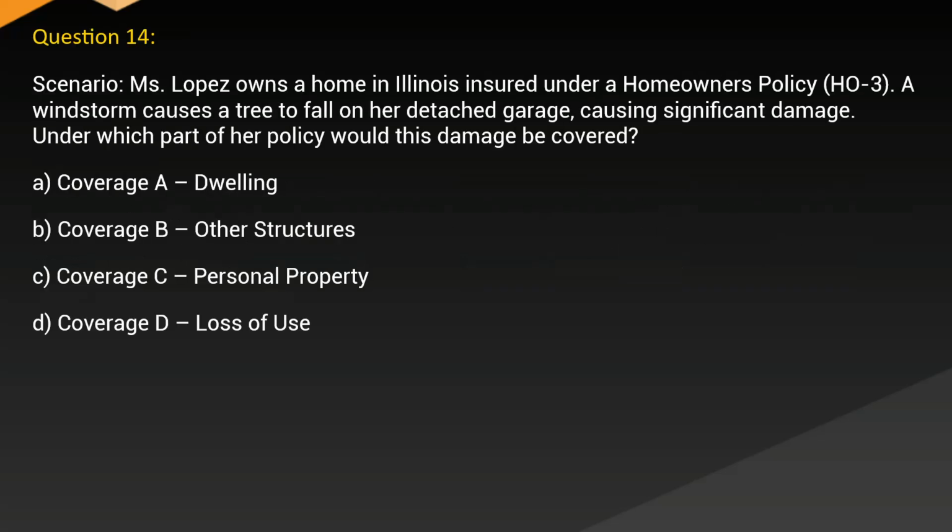Question 14. Scenario: Ms. Lopez owns a home in Illinois insured under a homeowner's policy (HO3). A windstorm causes a tree to fall on her detached garage, causing significant damage. Under which part of her policy would this damage be covered? A. Coverage A, Dwelling. B. Coverage B, Other structures. C. Coverage C, Personal property. D. Coverage D, Loss of use.